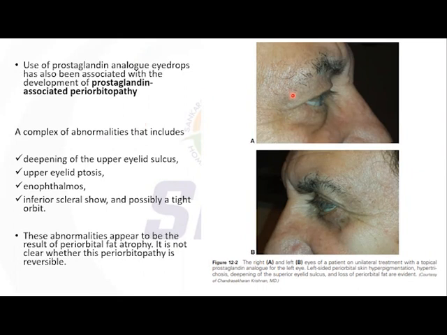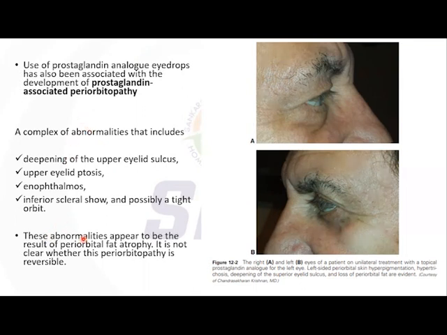This is the right eye of a patient. This is the left eye of the patient, with unilateral treatment of topical prostaglandin analog for the left eye. Here we can see left-sided periorbital skin hyperpigmentation, the marginal discoloration, hypertrichosis, eyelashes longer than the right eye, and deepening of the superior eyelid sulcus, and also periorbital fat.